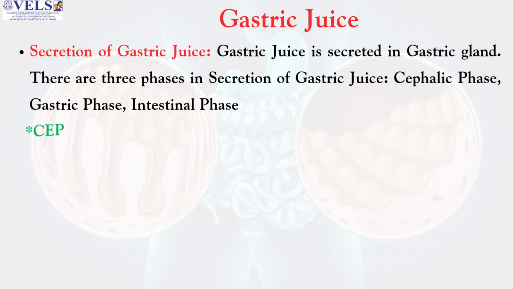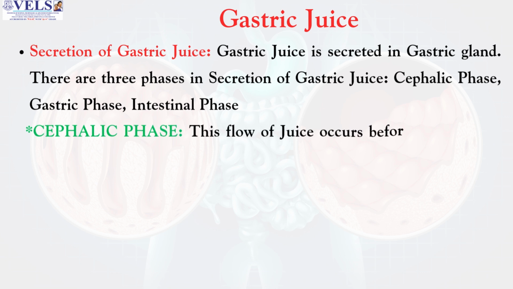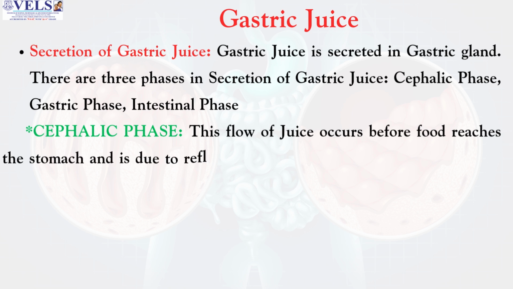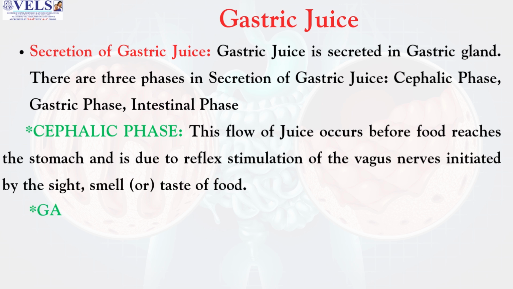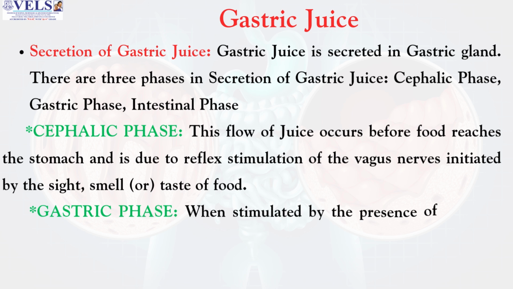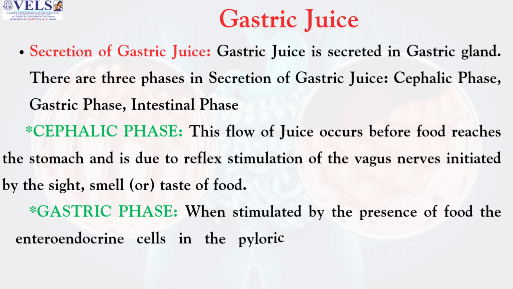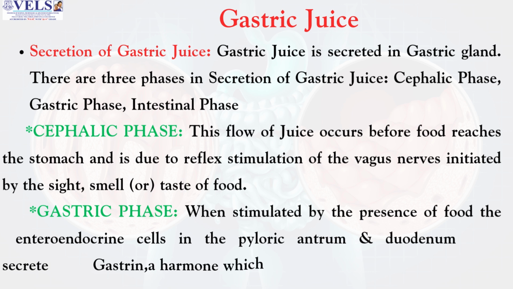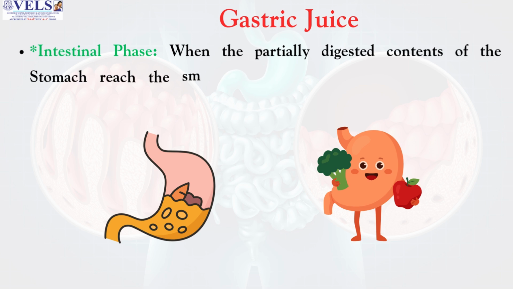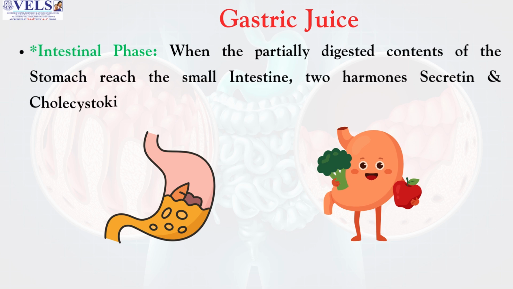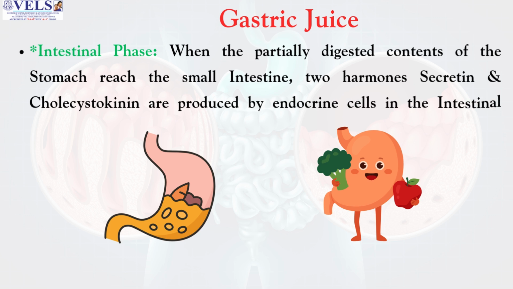In cephalic phase, flow of juice occurs before food reaches the stomach and is due to reflex stimulation of the vagus nerves initiated by the sight, smell, or taste of food. In gastric phase, when stimulated by the presence of food, the enteroendocrine cells in the pyloric antrum and duodenum secrete gastrin, a hormone which passes directly into the circulating blood. Intestinal phase, when the partially digested contents of the stomach reach the small intestine, 2 hormones, secretin and cholecystokinin, are produced by endocrine cells in the intestinal mucosa.